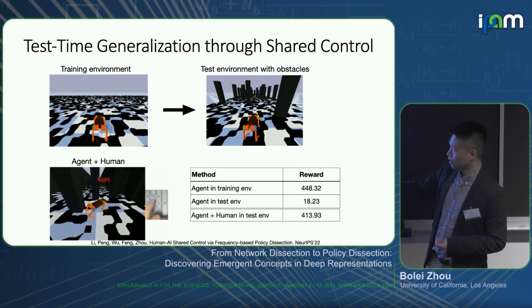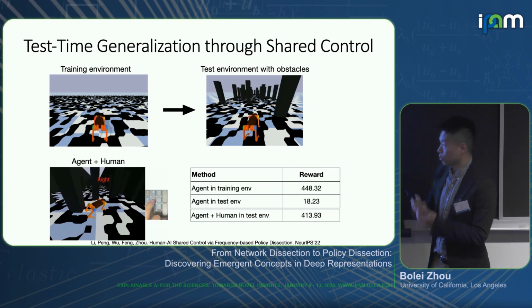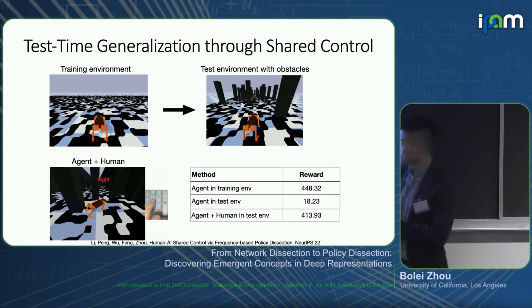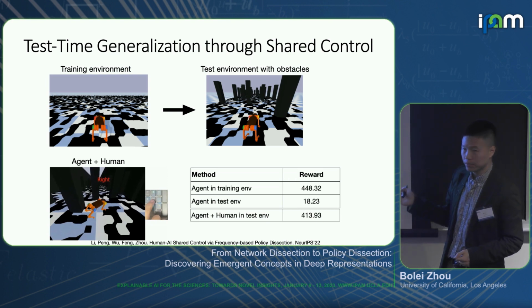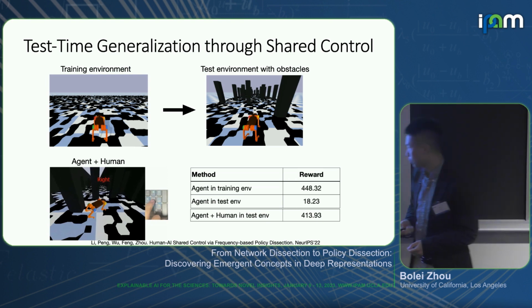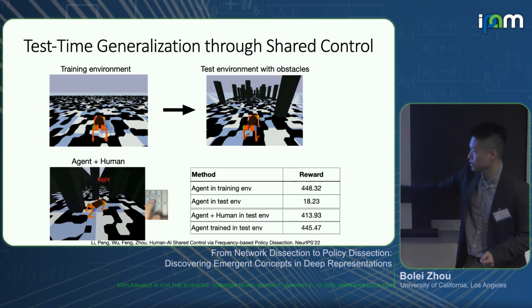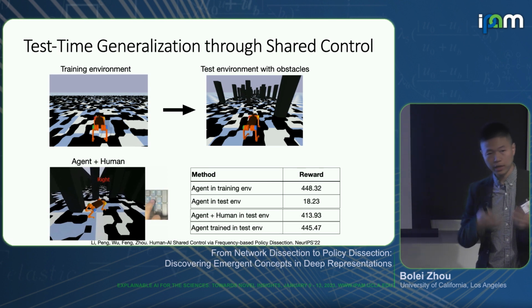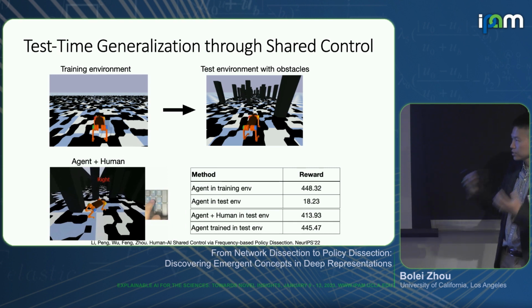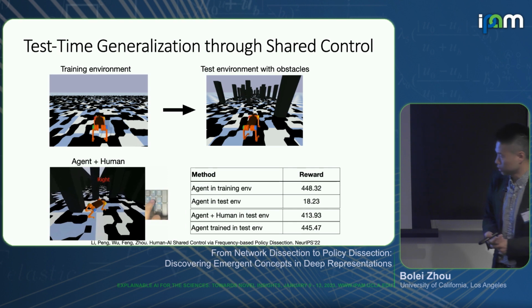Then if we have this agent plus human, with this shared control, we can recover the performance. It's more like a hybrid system to accomplish this new environment never seen by the agent. As a baseline, we just train this agent in the new testing environment, so we can get the numbers. The numbers are already quite close, which means we can use this shared control at testing time to overcome this generalization gap. That is actually quite common in the real world, right?